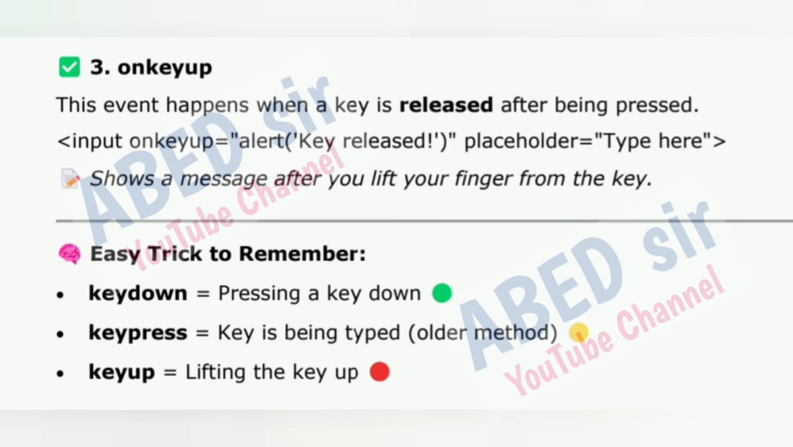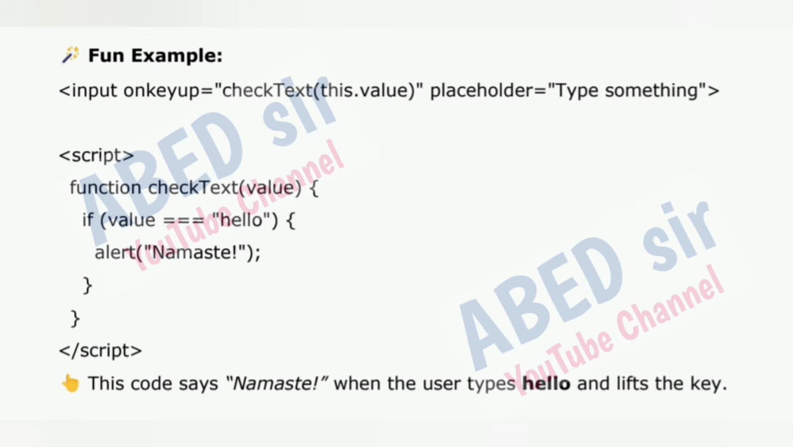3. Onkeyup. This event happens when a key is released after being pressed. Input onkeyup equals alert, key released, placeholder equals type here. Shows a message after you lift your finger from the key. Easy trick to remember. Key down equals pressing a key down. Key press equals key is being typed, older method. Key up equals lifting the key up.